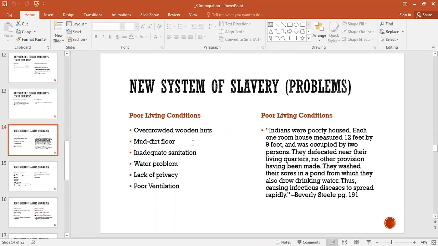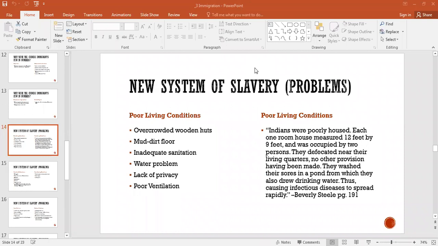Poor living conditions. Now you need to support your point, because you cannot go into the exam and just write that the Chinese faced poor living conditions, or some of you might say that they had a water problem. You cannot develop a point on the water problem. So what you need to do is discuss the problems under different themes, and one of such is poor living conditions. And so under poor living conditions, you're going to talk about the overcrowded wooden huts.